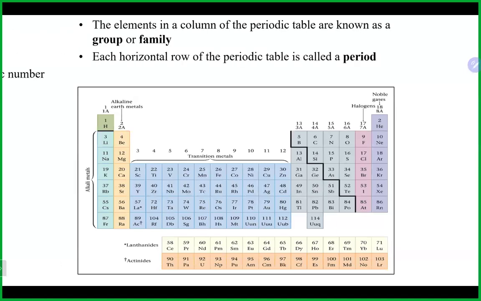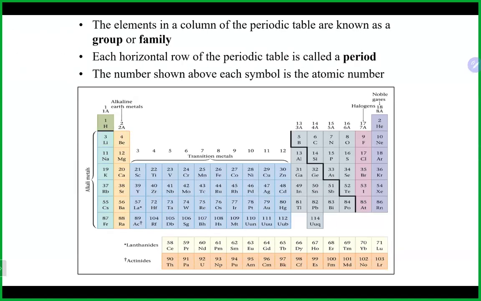When we look at a periodic table, the elements that are in a column are referred to as a group or family. Nobody uses family anymore, so most people use group, unless you find somebody really old, I suppose. So we call them groups, and going up and down on the periodic table are groups.